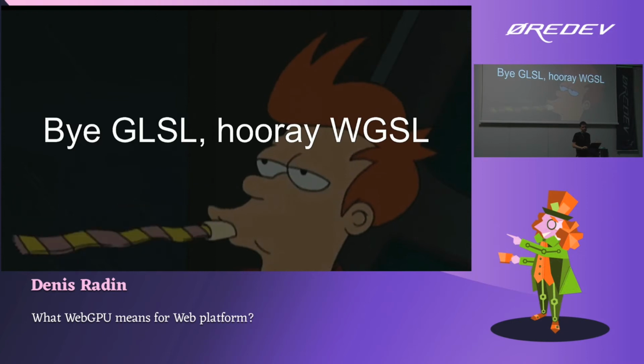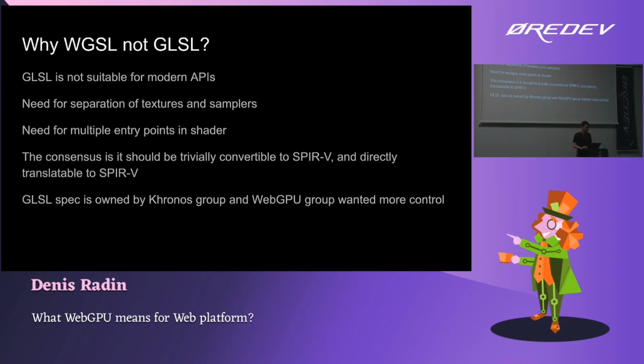So the new language appeared, and if you ever did GLSL workshops or GLSL shaders, this cool stuff, then you might get a bit disappointed because this language is different. There are a couple of reasons for this. The biggest one is the need for separation of textures and samplers for computations, the need for multiple entry points in a shader, and then higher portability.